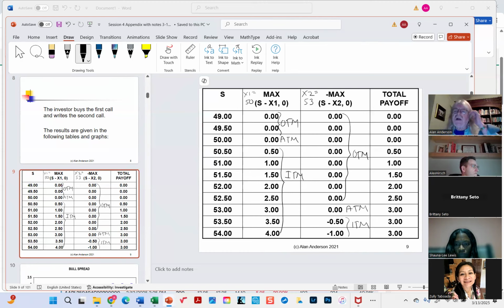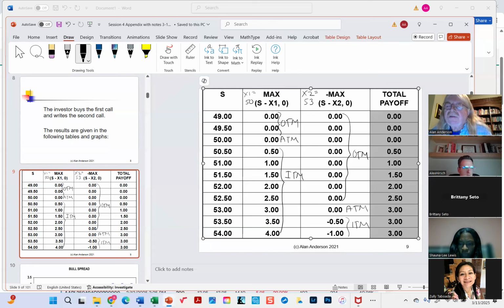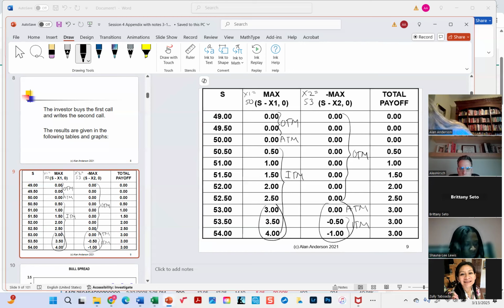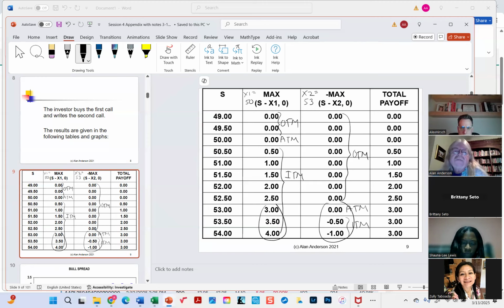So the last column is simply the sum of the second and the third columns. Now, if you look carefully at those numbers, you'll notice that they never go outside the range from $0 to $3. Once we hit $3, the option on the left gains 50 cents every time the stock price goes up 50 cents, but the one on the right loses 50 cents as well. So they exactly offset each other from that point on. The same thing is happening at the top.